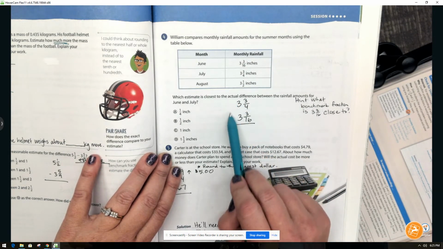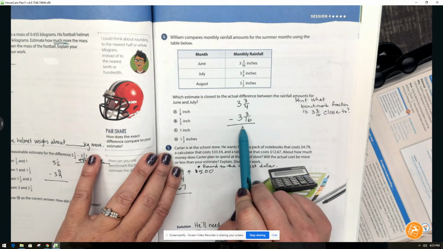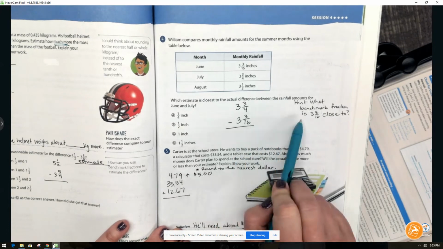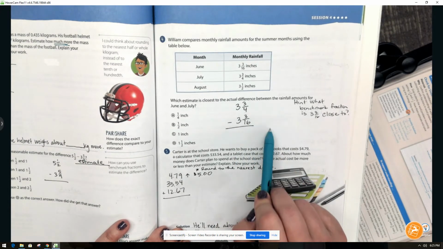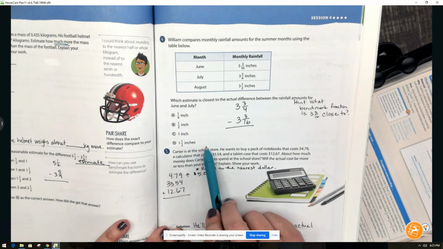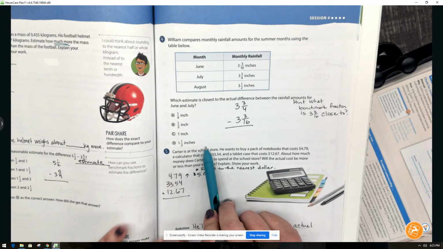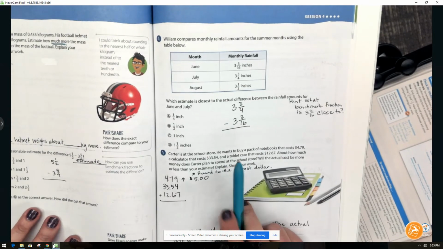So we're going to go ahead and draw the problem, but you're not going to solve this problem. You're going to use benchmark fractions to subtract to get to the closest estimate to the actual difference.